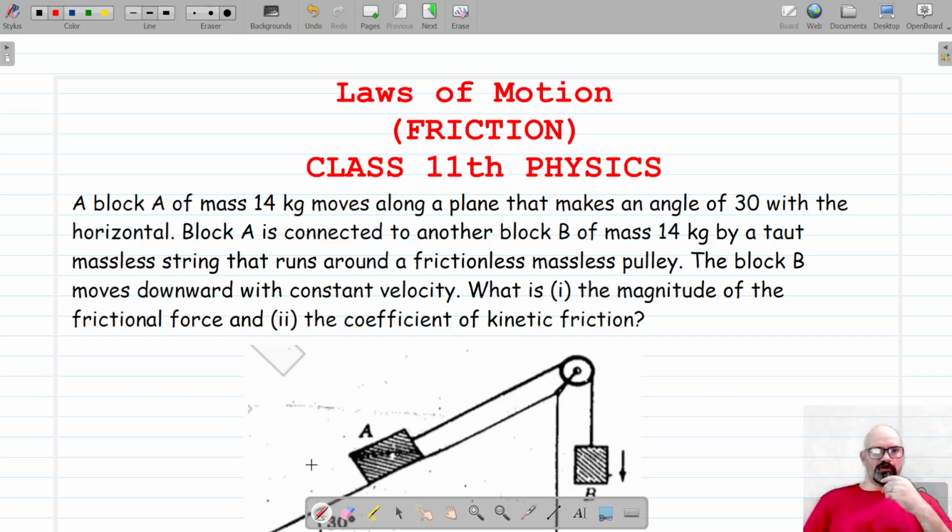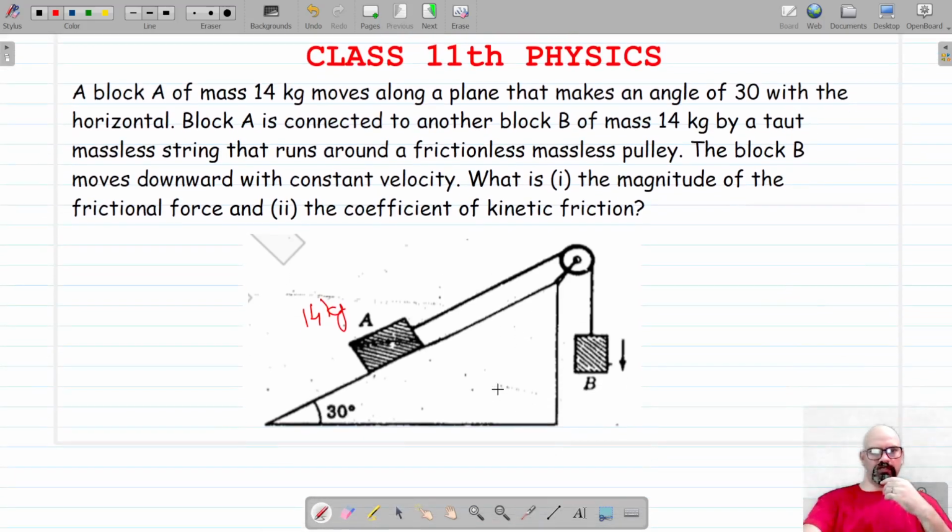Next question: a block of mass 14 kg moves along a plane that makes an angle of 30 degrees with the horizontal. Block A is connected to another block B of the same mass by a taut massless string that runs over a frictionless pulley. Block B moves downward with constant velocity. That means the acceleration here is 0. And what is the magnitude of the frictional force?